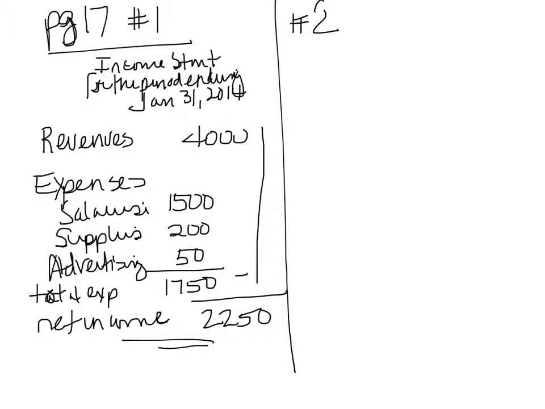I'd like you to read through that problem and calculate the amount of revenue the manager must generate to reach his goal. Effectively, we're going to take what we see here on number 1 and work backwards to come up with the revenue, because we know revenue minus expenses equals net income. I'll give you a couple of minutes to read through it and see if we can come up with an answer.